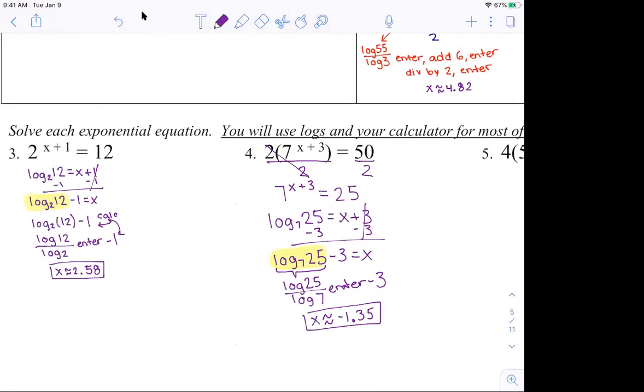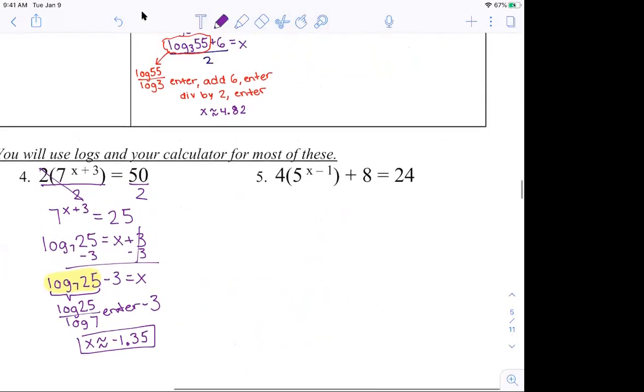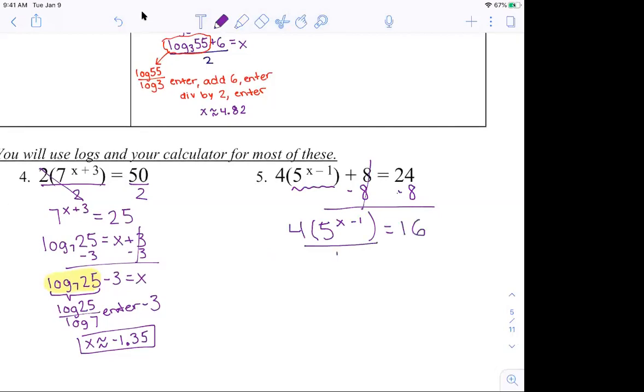All right, let's take a look at the next one. This one just has an extra step. Again, you're trying to get this 5 to the x minus 1 by itself first. So the first thing you're going to do is subtract 8. 24 and 8 are like terms, so it's okay to do 24 minus 8, which is 16. Then I'm going to divide both sides by 4. And that's going to give me 5 to the x minus 1 equals 4.